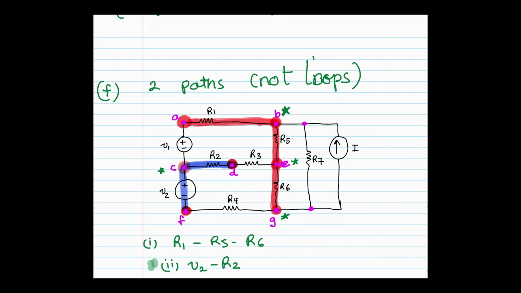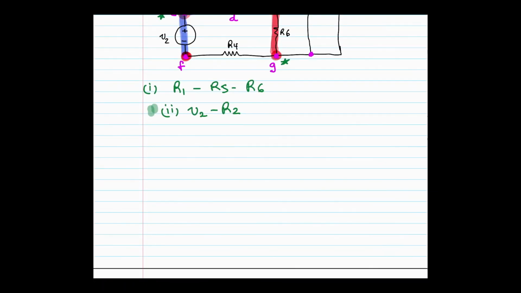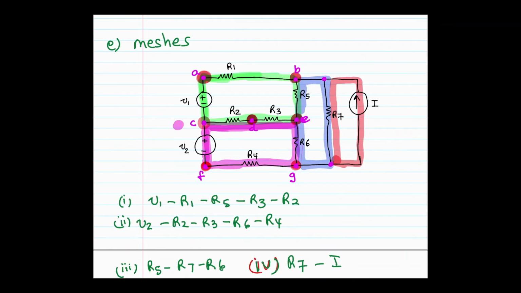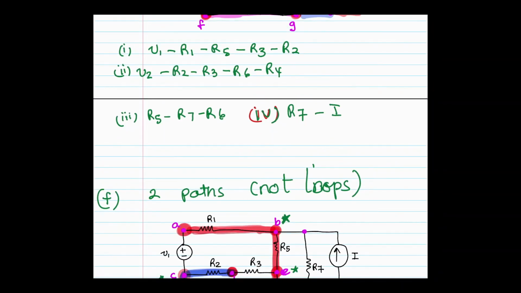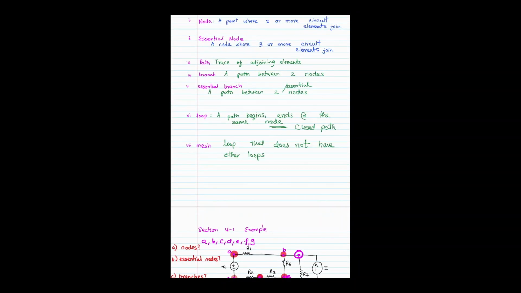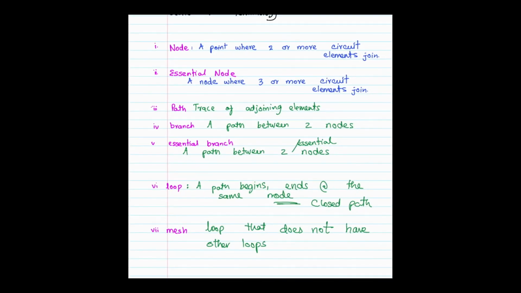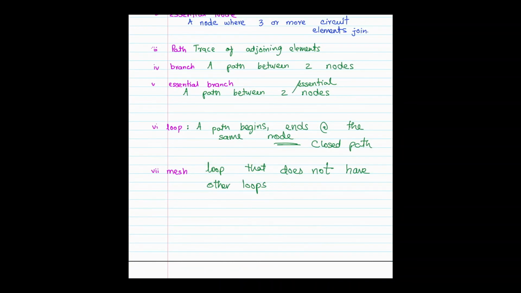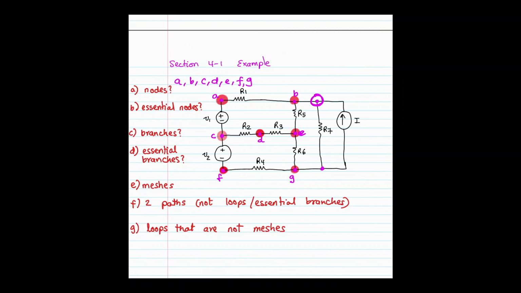Now, the last part of the problem, G, where you're supposed to find two loops which are not meshes. So identify closed paths that are not meshes. That part, I leave it as an exercise to you. But what we have done in this section 4.1 essentially is to define a bunch of terms and then look at the application of these terms in an example problem.